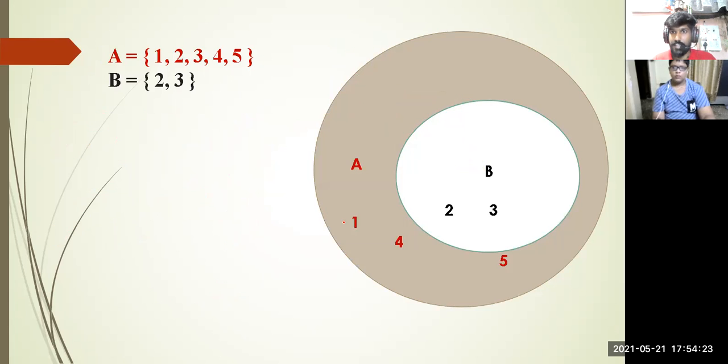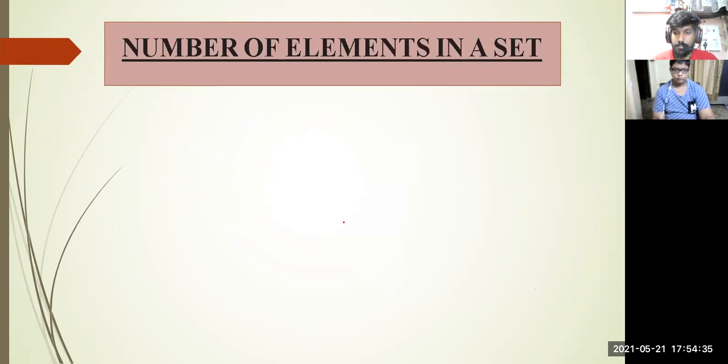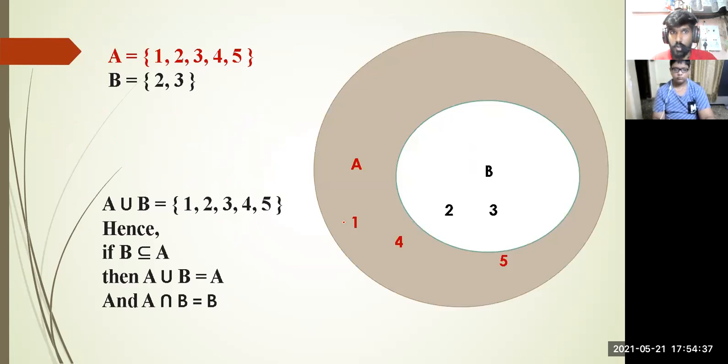So this was a Venn diagram, which you did correctly. This is A union B, 1, 2, 3, 4, 5. And B is a subset of A. So A union B is same as A, and A intersection B is same as B. And you got it all correct.